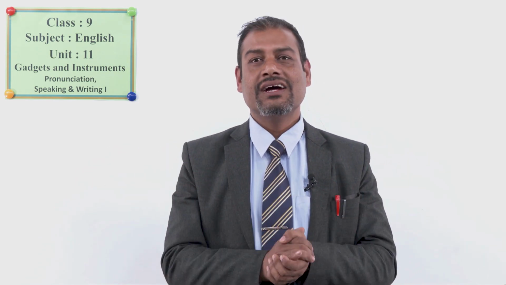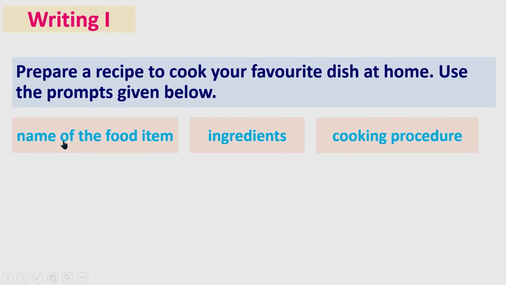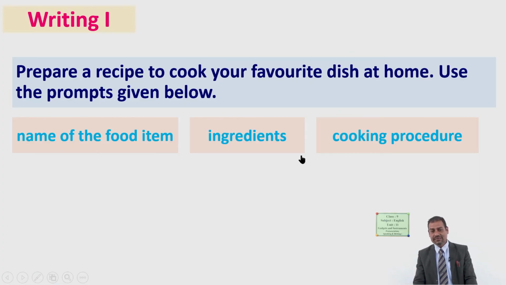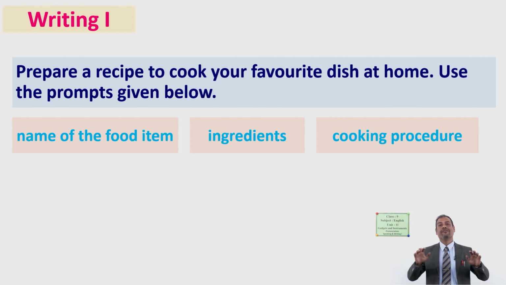So first of all, I want to show you an example using these clues. Okay, name of the food item, ingredients, cooking procedure. I think you might have already guessed what recipe is. So do you know what recipe is? Don't worry, I'll show you the example first and then you will be very clear.